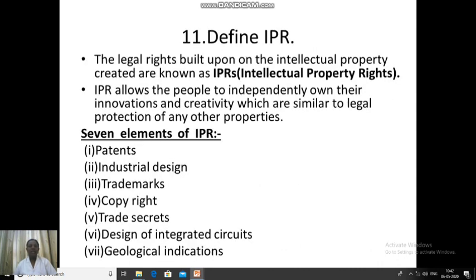11th question, define IPR. The legal rights built upon the intellectual property created are known as intellectual property rights. That is IPR. IPR allows the people to independently own their innovations and creativity which are similar to legal protection of the other properties. 7 elements of IPR: patents, industrial design, trademarks, copyright, trade secrets, design of integrated circuits and geological indications.